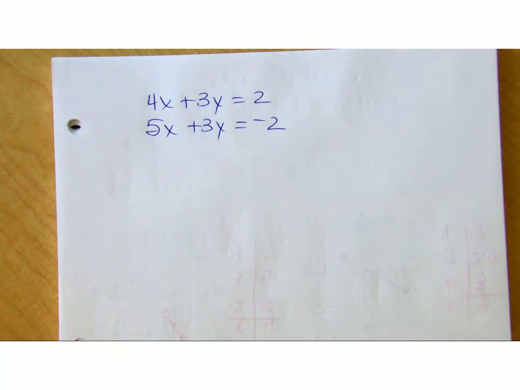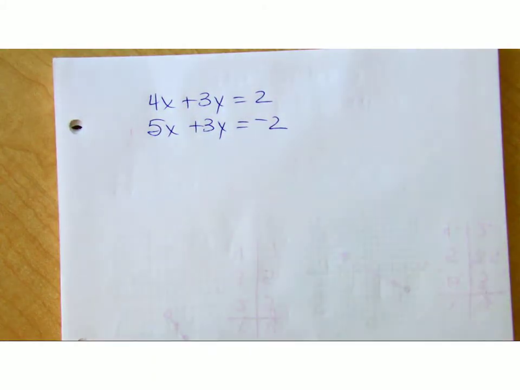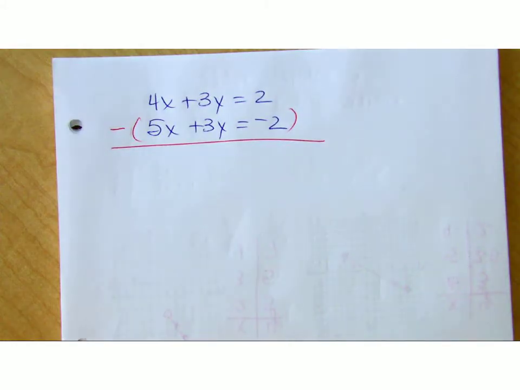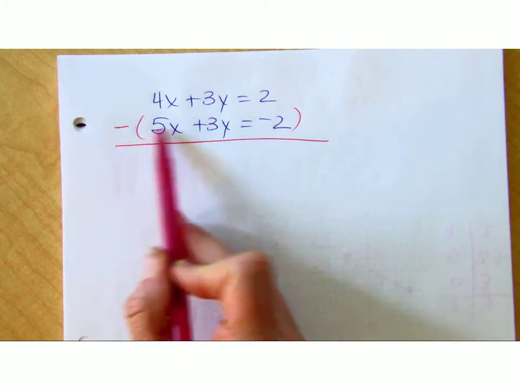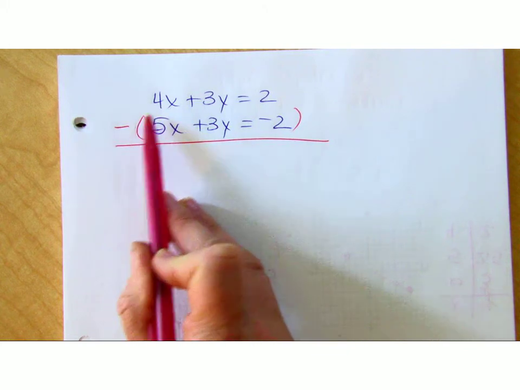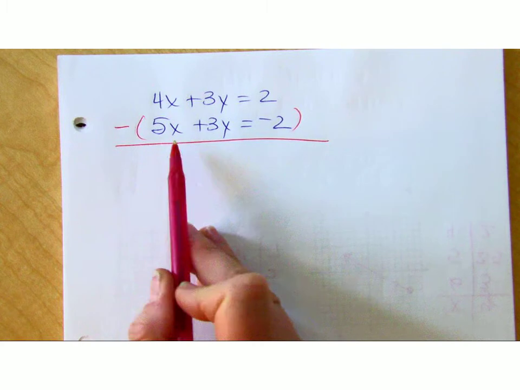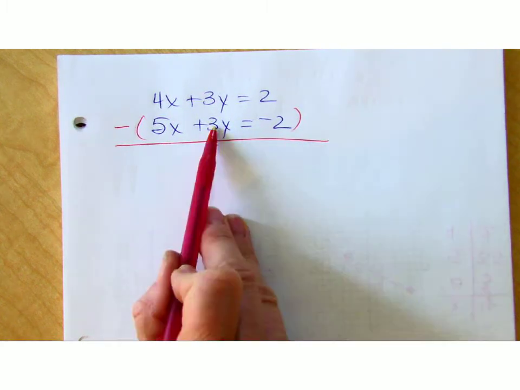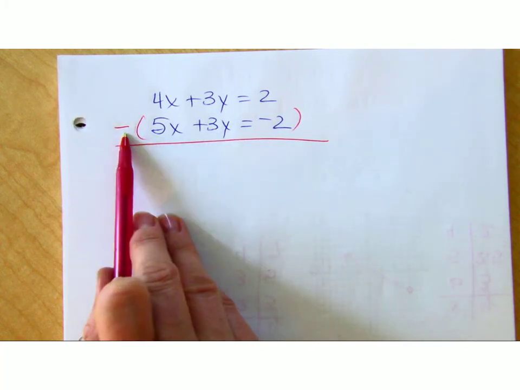So what could I do? I don't want to jump right to adding them. What if I subtracted them instead? What does doing that mean? It means when I subtract something, I have to distribute that negative first, don't I? And what does distributing a negative do? It changes the sign of everything inside, which would be pretty darn convenient, because if that 3y was negative, I'd be ready to go. So I'm not going to add them right away. I'm going to subtract them.